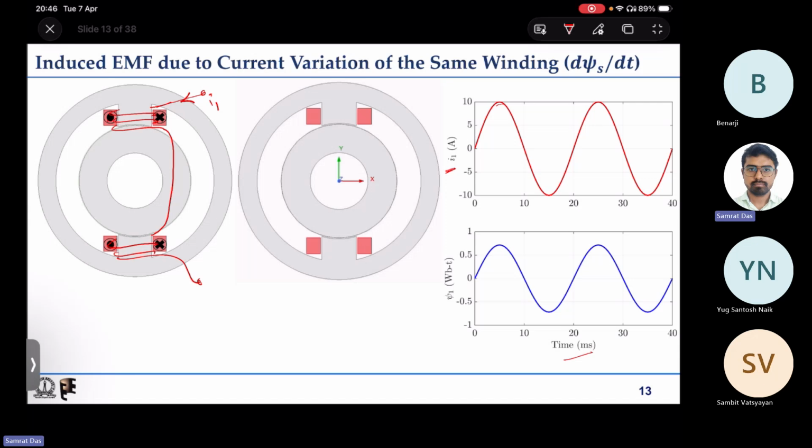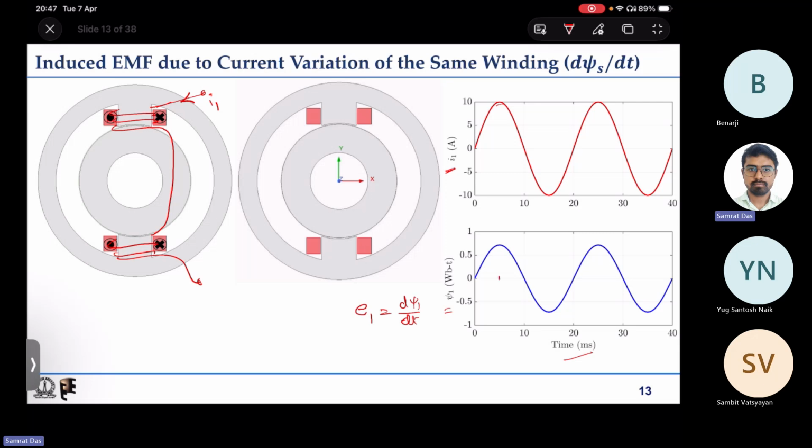So we can see that the current as well as flux linkage are in phase, and current is sinusoidally varying with time, and flux linkage is also sinusoidally varying with time. Now if we remember Faraday's law, the induced EMF of the coil E1 will be d psi 1 dt. So if we have sine, the differentiation of sine is cos.